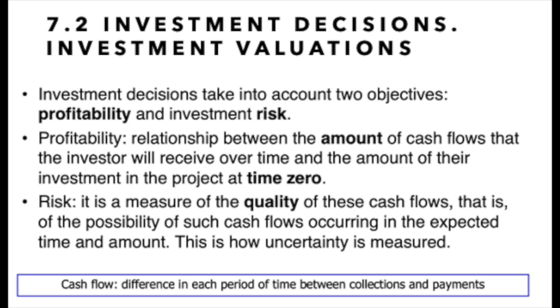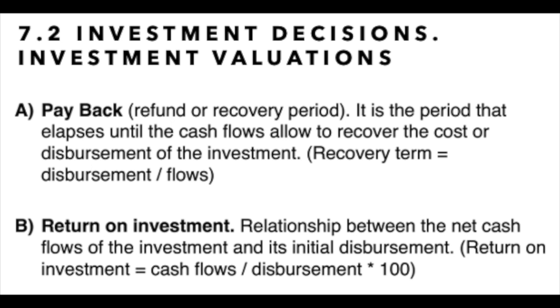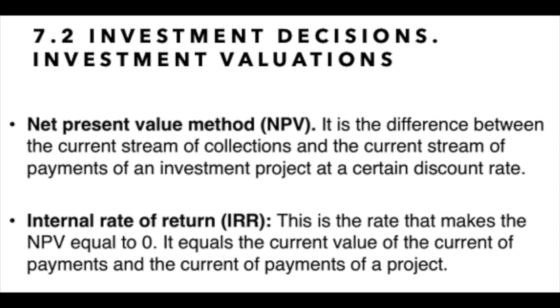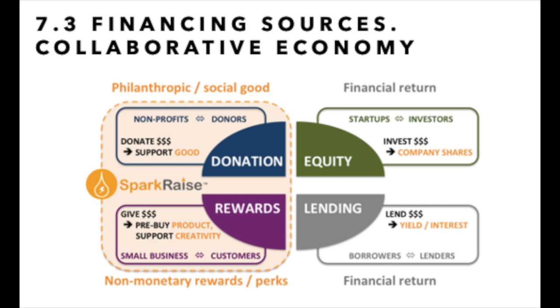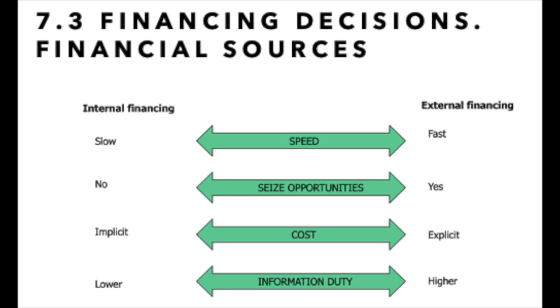In lesson 7, we looked at the investment decisions, which basically rely on 2 objectives: the profitability and the investment risk. We also looked at the financial management. We looked at the payback and the return on investment. We also looked at the net present value method and the internal rate of return. We also looked in depth about the collaborative economy, which will be on the exam 100%. And we also looked into the crowdfunding, which is something that we wrote a paper on recently. And lastly, we looked at differences between internal financing and external financing.